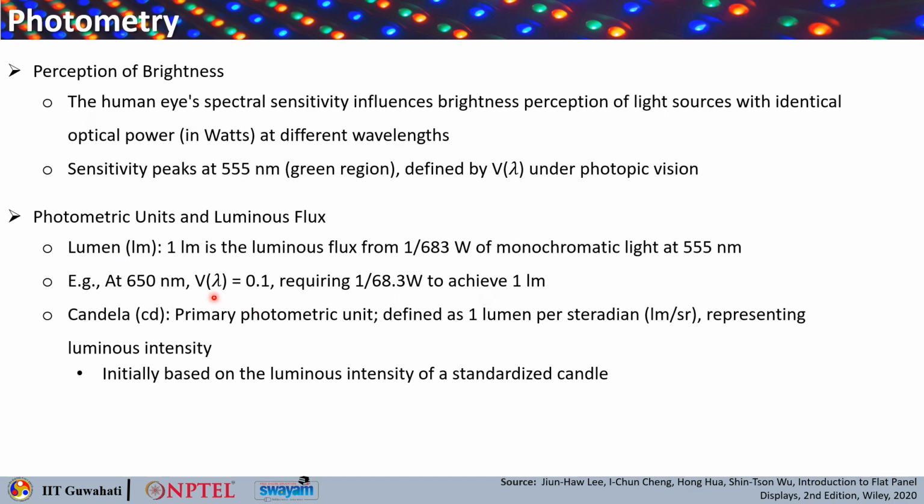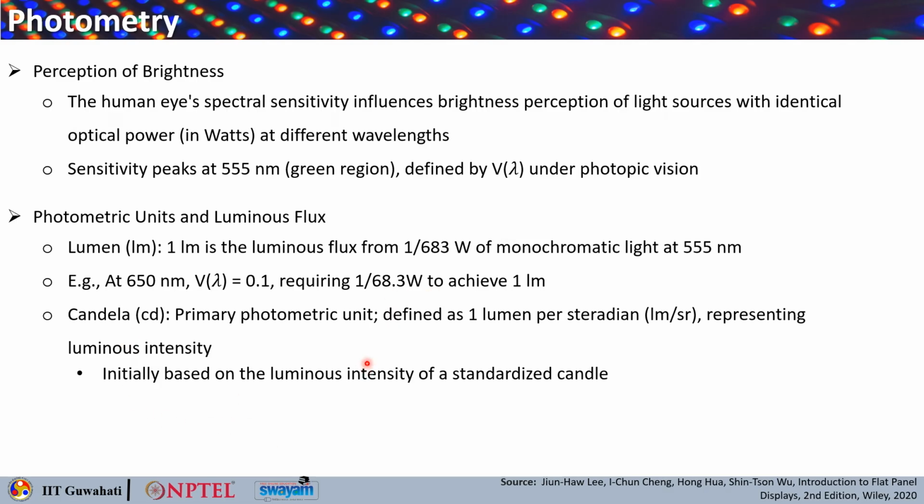For example, if you have a different wavelength, 650 nanometer, and if V lambda is 0.1, that means you require 1/10 of this kind of power to achieve 1 lumen. So, 1/10 of this power is 1 over 68.3 watt. Next is candela.